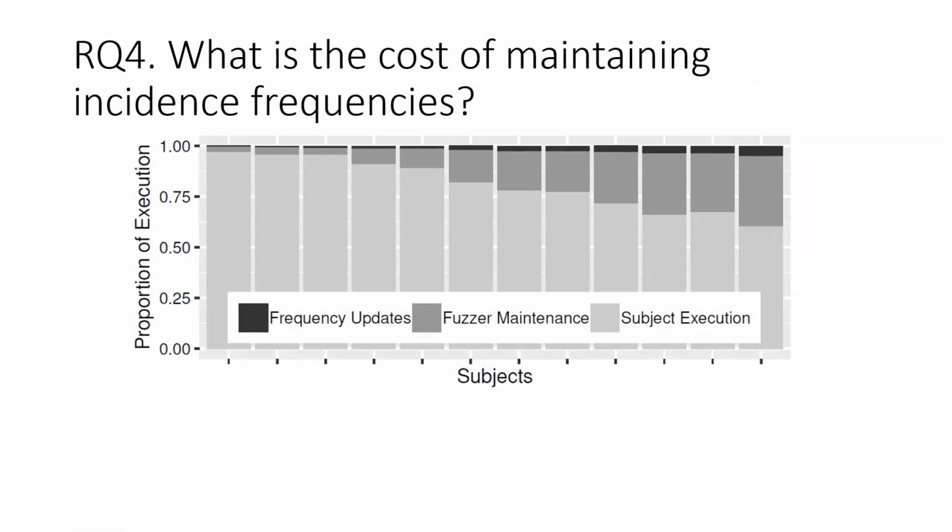Okay, and lastly, what is the cost of maintaining the incidence frequencies? These are 12 example subjects, and the y-axis is the proportion of the execution. The frequency updates is the part added by Entropic, the dark gray one is the fuzzer maintenance, and the light gray one is the subject execution, where you're actually executing the program.